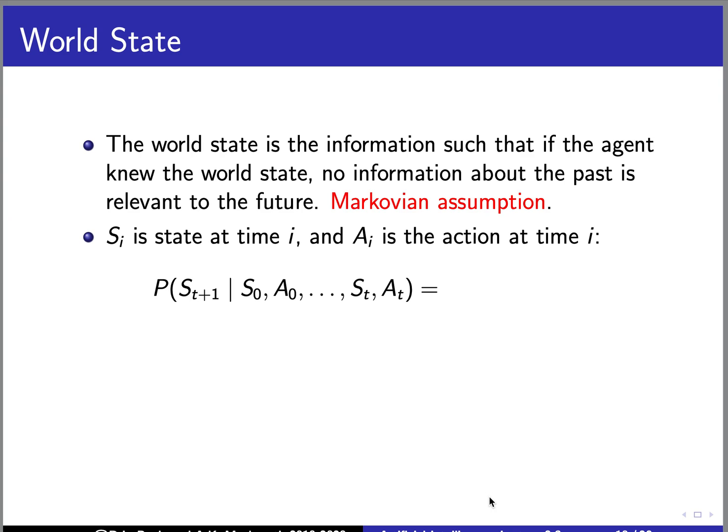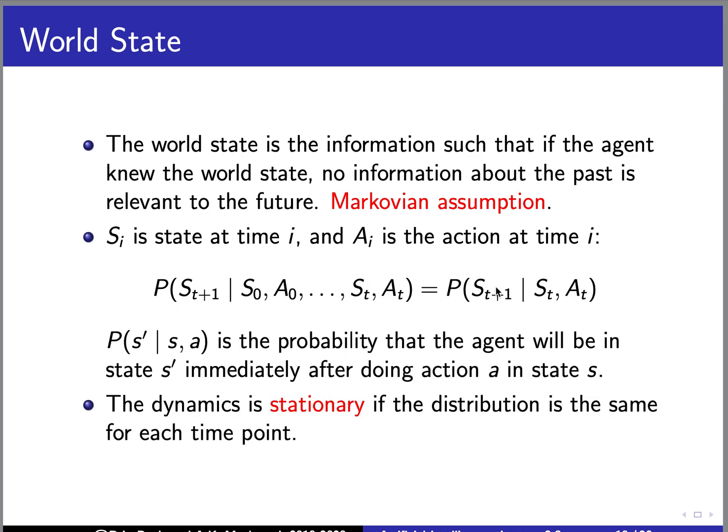All right. So now what we're going to do is view the world as combined utilities and rewards, that is, combined rewards with a Markov chain. So the world state is information such that no information about the past is relevant to the future. This is the Markovian assumption. We've done it before. We looked at Markov chains and hidden Markov models and so on. And so what this means is that if S_i is the state at time i and A_i is the action at time i, the probability of S of t plus 1 only depends on the last ones. So it's equal to the probability of S of t plus 1 given S of t and A of t.